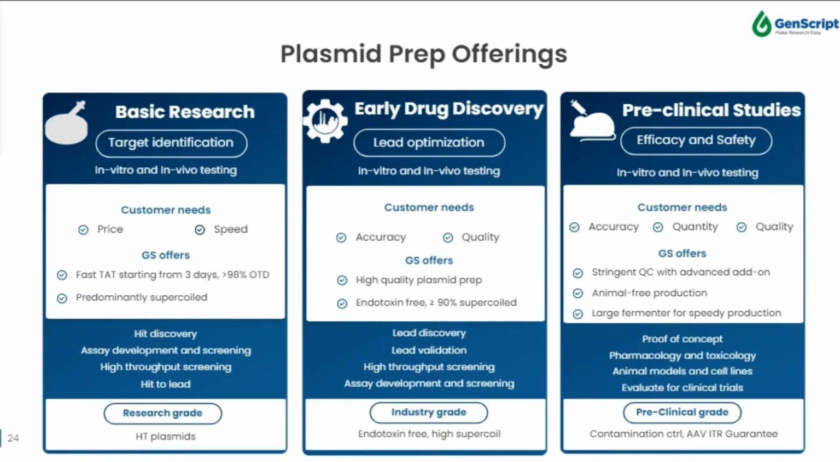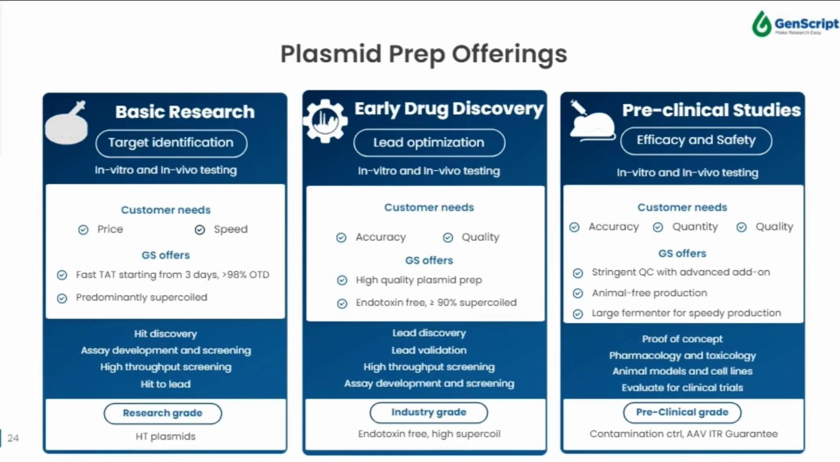In summary, plasmids are an essential component in cell and gene therapy, and GenScript's plasmid DNA preparation service accommodates a variety of clients, including small research labs and large-scale biotech and pharmaceutical companies, ensuring the delivery of high-quality plasmid DNA with 100% accuracy in the full insert sequence. GenScript provides stage-appropriate plasmid service from research grade to preclinical.